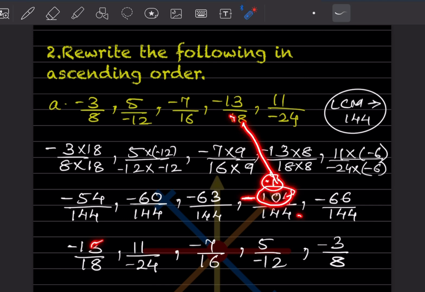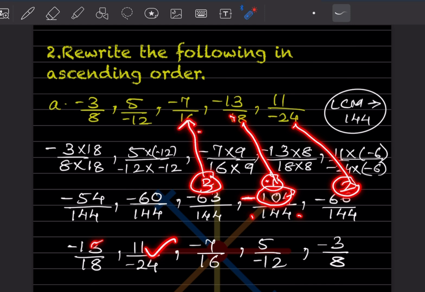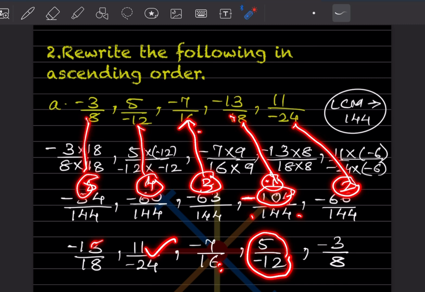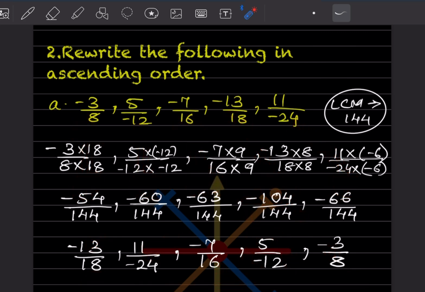Then the second comes here. This will be 66. 66 is going to be 11 by minus 24. Then this will be the third one, that will be minus 7 by 16. So this will be the fourth one. That is going to be 5 by minus 12. And this is going to be the fifth one. So that is going to be minus 3 by 8. So this is from small to big number. So this is the ascending order.